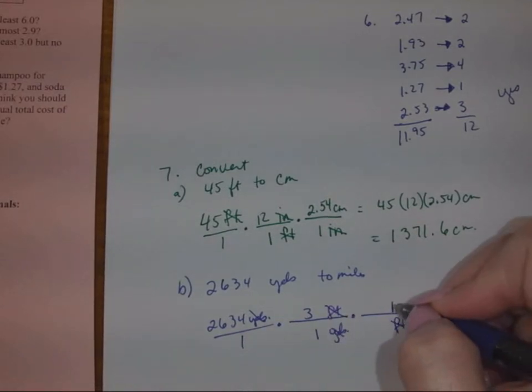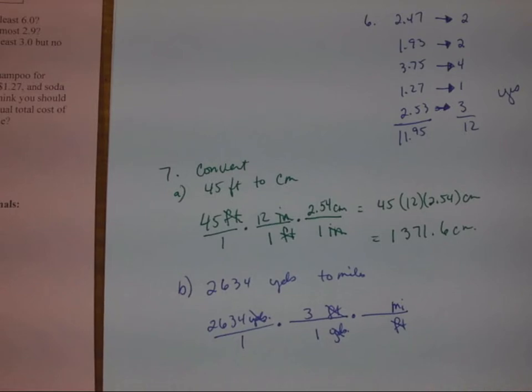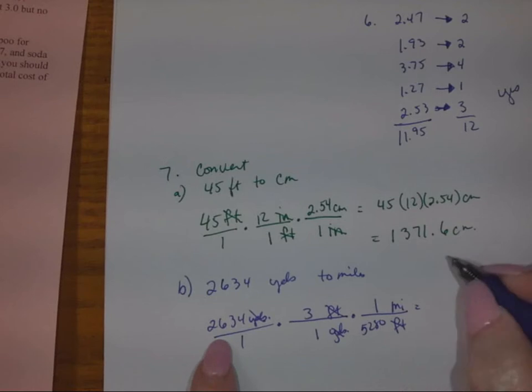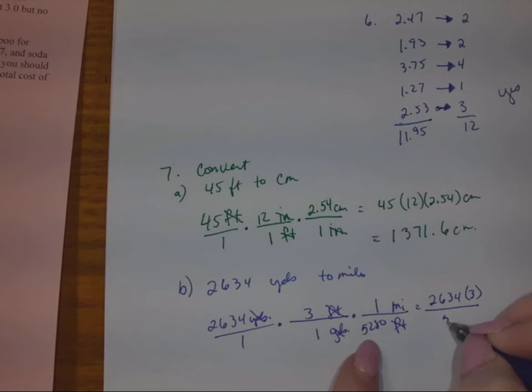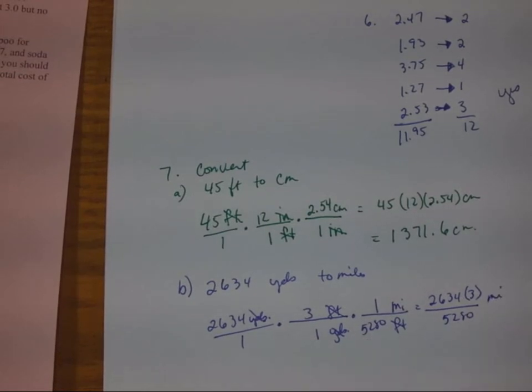That tells me my feet have to be on the bottom because they need to be able to cancel. And I can do the feet in a mile. Mile is my bigger increment, so it's going to be a 1 on the top, and there are 5,280 feet in a mile. One of my students taught me that it is 5 tomatoes. So 5 tomatoes is 5,280. She learned it from another instructor, and it stuck with me. I always remember now how many feet are in a mile. So now we have 2634 times 3 divided by 5,280, and this will be miles.